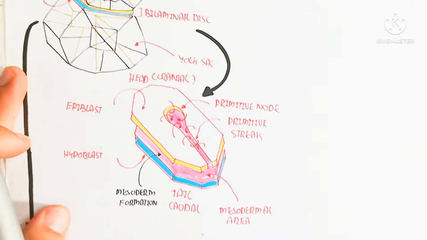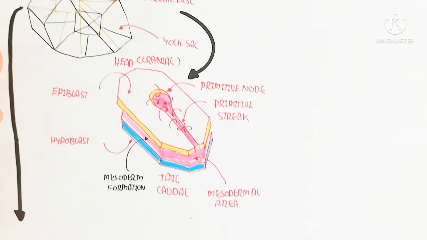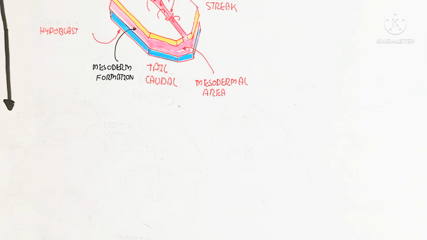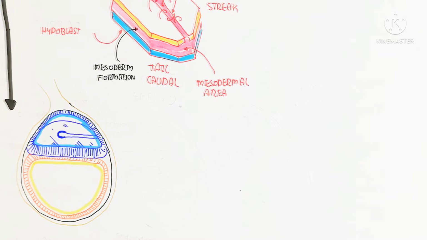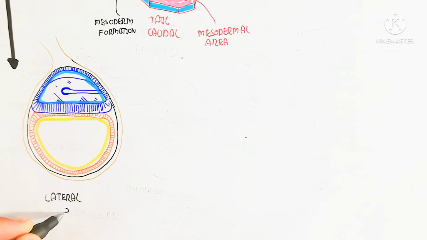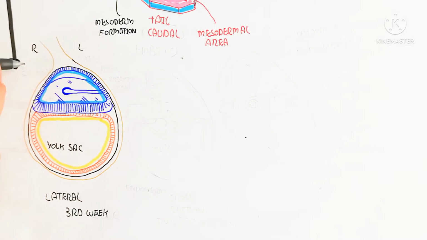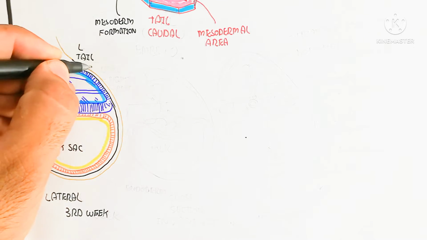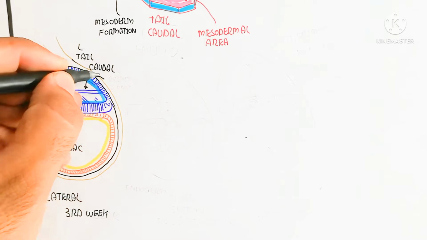So let's begin to understand the process via a cross section. This is the sagittal cross section, where the primitive streak is shown in the figure, containing a primitive node. In this way the invagination occurs after the third week.